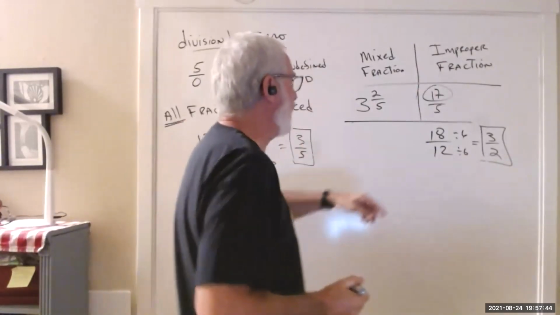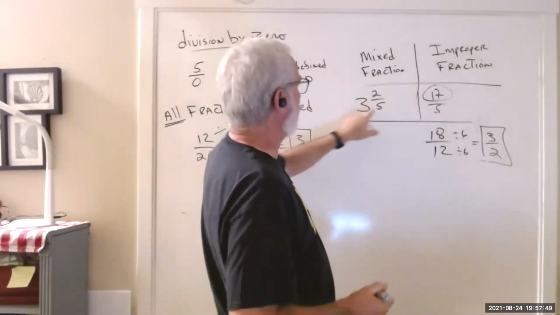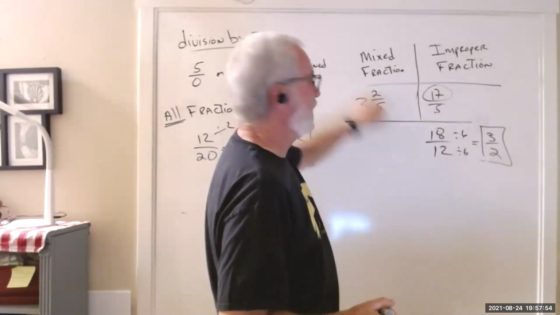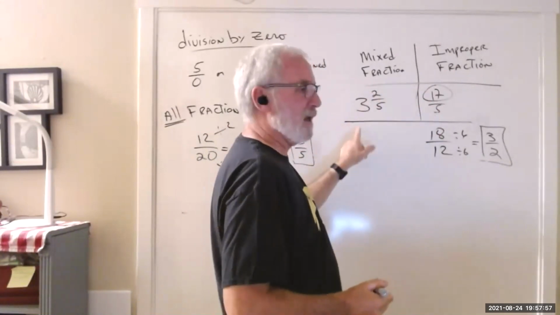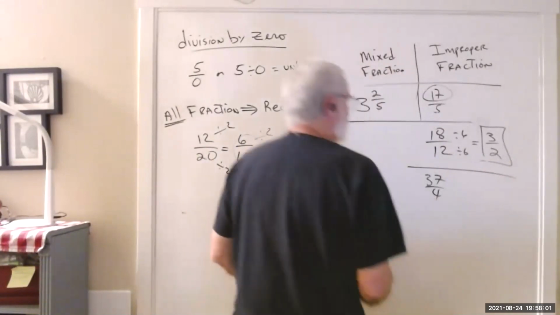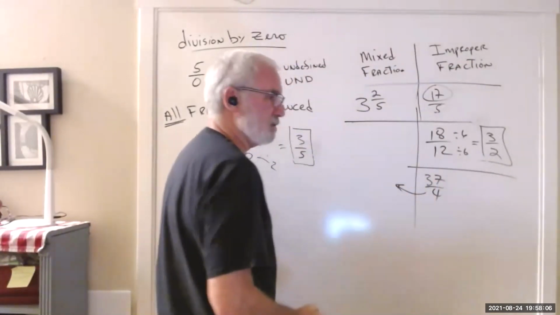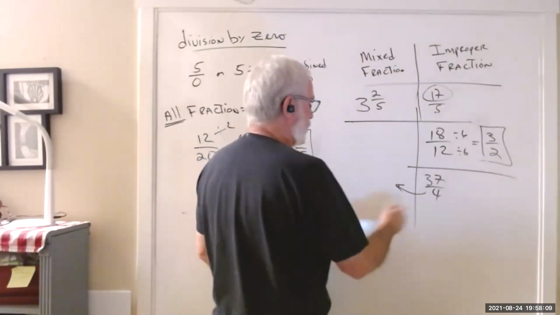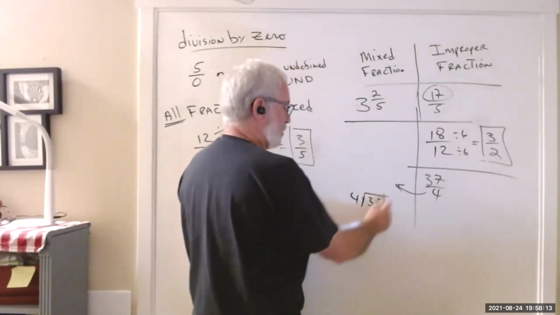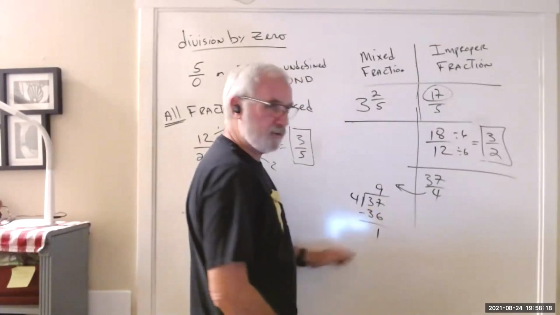Do you guys remember how to go from, when we went from mixed to improper, we did 5 times 3 plus 2. We multiplied and then added. How do we go from improper back to mixed? How do you go from 37/4, which is improper, back into mixed? Well, technically, you do long division. You do 4 goes into 37. Goes in 9 times. 9 times 4 is 36. Subtract and get 1 left over.